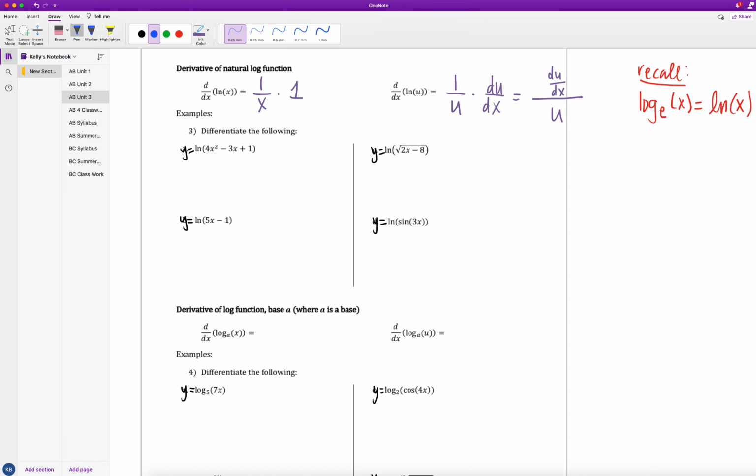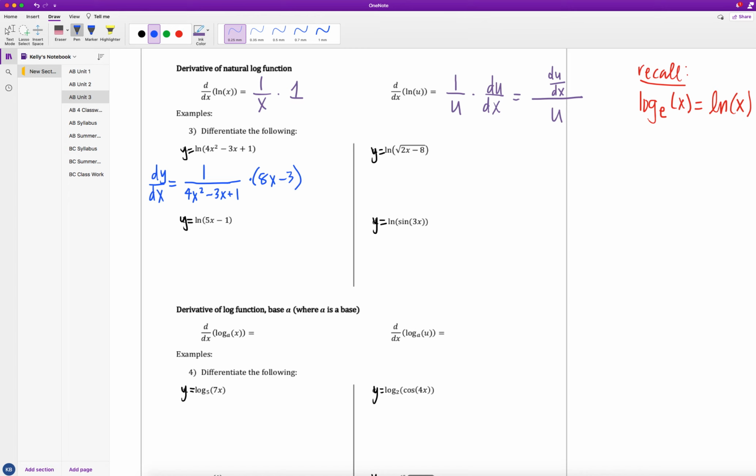So let's look at example 3a. All of these were asked to differentiate the following. In our first example, we have y equals the natural log of 4x squared minus 3x plus 1. To find our derivative here, finding my dy over dx, since I have a natural log, the derivative of a natural log function is 1 over the inside stuff, so 1 over 4x squared minus 3x plus 1 times the derivative of the inside. So now I get to take the derivative of 4x squared minus 3x plus 1. That would be 8x minus 3.